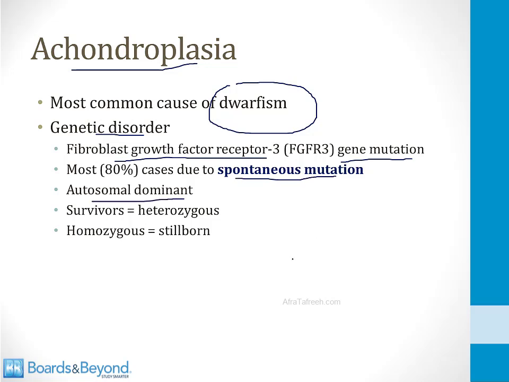By that I mean that anyone with one copy of the gene will develop dwarfism. If you have two copies of the gene and you are homozygous, you will not survive. Babies who are homozygous are stillborn. So if you see a patient who has dwarfism from achondroplasia, that patient must be heterozygous and have a single abnormal copy of the gene. If they were homozygous, they would not be alive and seeing you in clinic.